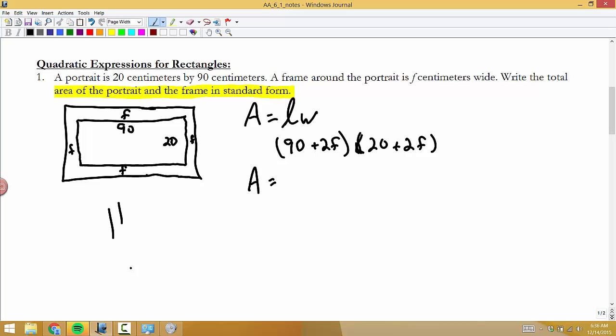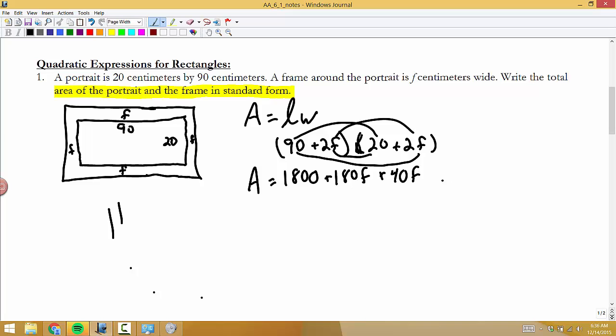Alright, so to do that I'm going to take first, 90 times 20, which is 1800, outer, 90 times 2f, which is 180f, inner, which would be plus 2f times 20, which is 40f, and then finally last, 2f times 2f, which would be 4f squared.